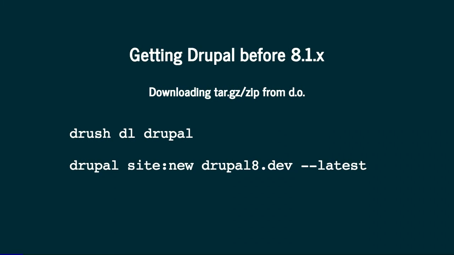Well, how do you get Drupal? How did you used to get Drupal prior to 8.1? Before that, when 8.0 got released, we used to get Drupal by downloading the distribution file, like this tar.gz or zip file from Drupal.org, but you can probably use drush dl command to get Drupal, or if you are using Drupal Console, you might be using drupal site:new, then the argument for the directory, then latest to get the latest version, or you can specify the version, something like 8.0. So before Drupal 8.1, you usually got Drupal like this.